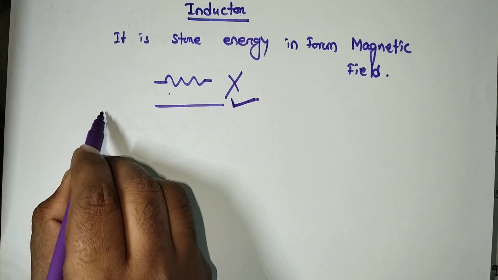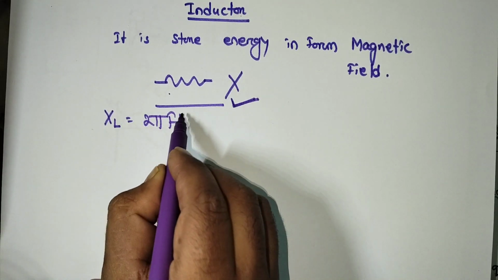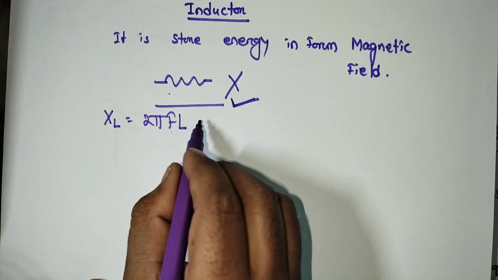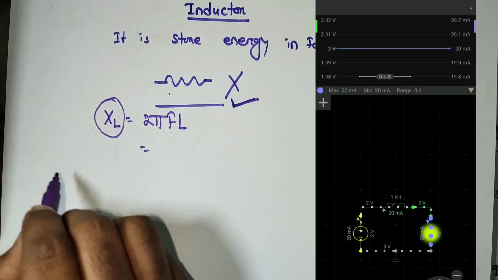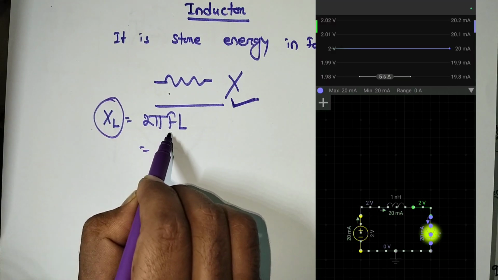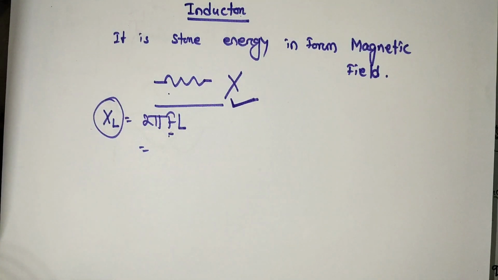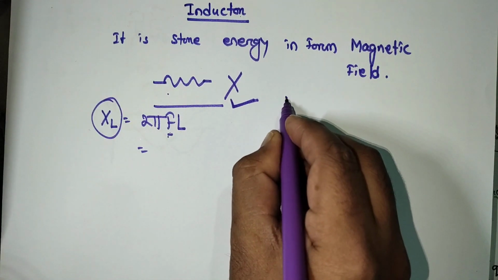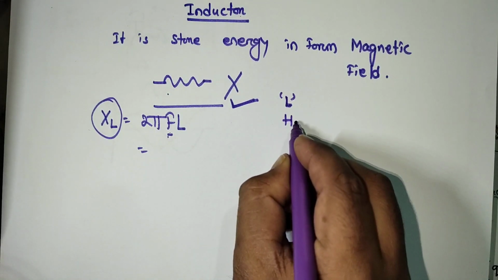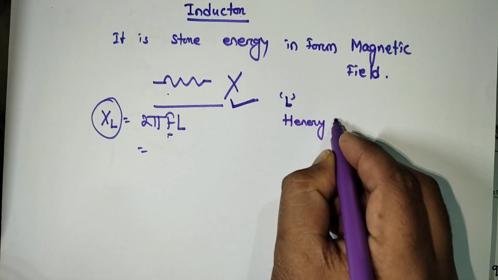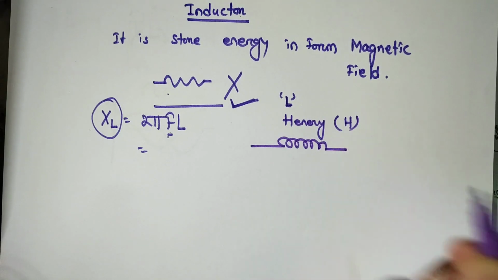How? In the inductive reactance, XL equals 2 pi fL. When the frequency is high, there will be a large inductive reactance, so it will oppose. In the case of DC, the reactance is zero, so it can pass easily. The inductor is represented by L, its unit is Henry, or H, and it is symbolically represented as a coil or choke.